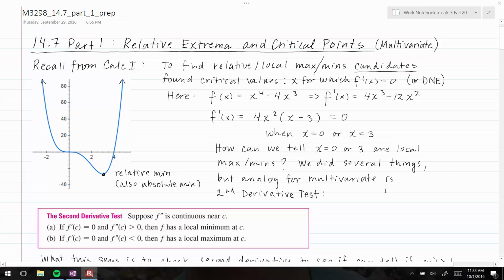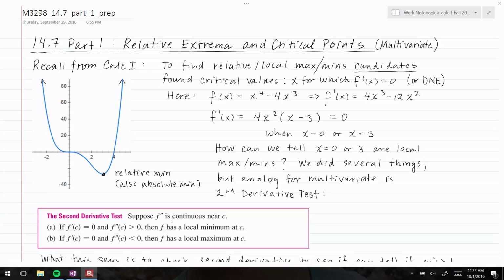So these are critical values. They're candidates for max or mins. And so we did a lot of different things, but again, the analog for multivariate is going to be the second derivative test. This actually wasn't a test we used very much in Calc 1, but it's pretty much the thing we're going to be using in multivariate. So here it is, the second derivative test.